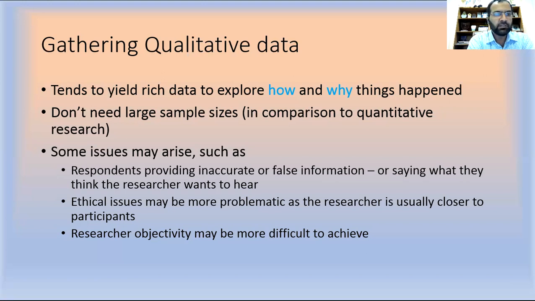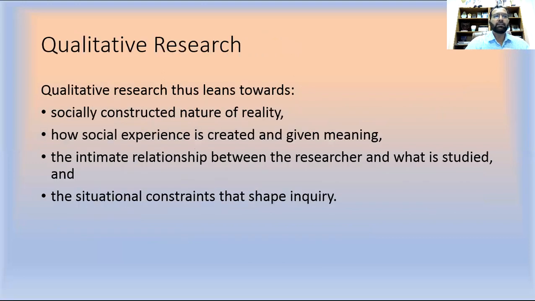of various respondents. Researcher objectivity may be more difficult to achieve, and of course, it is more difficult compared to the quantitative approaches, where we have specific data which we know exactly, and we have a set of attributes, and we can work upon it. So here, when we talk about the gathering of qualitative data, it is obviously difficult when we compare it to the quantitative methods.